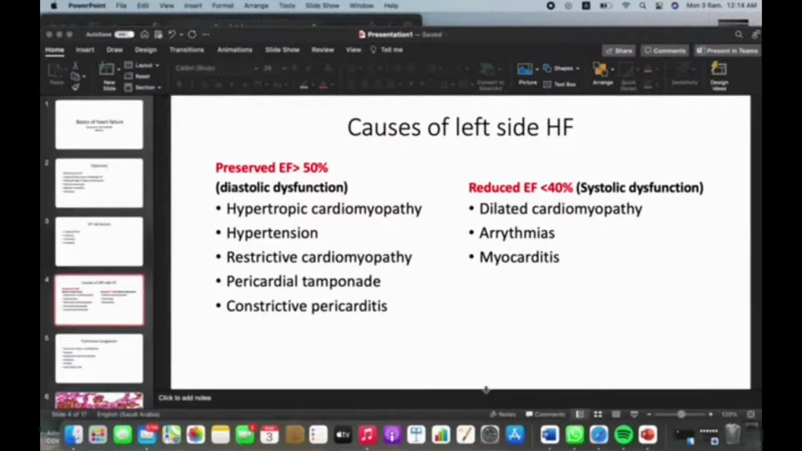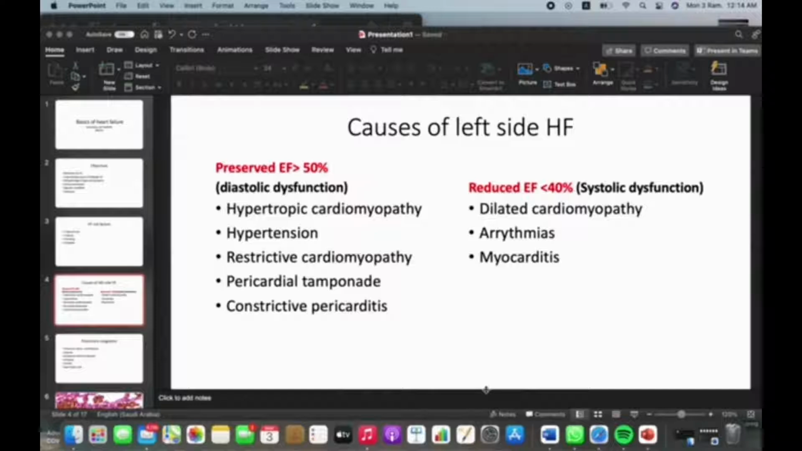The other category is reduced ejection fraction, less than 40%, also known as systolic dysfunction. The idea here is the opposite. The heart is able to fill properly during diastole, but during systole, the heart is unable to eject the blood properly into the systemic circulation. The examples are dilated cardiomyopathy, a familial disease where the four chambers of the heart are overstretched. Arrhythmias can cause it, and myocarditis can cause it.